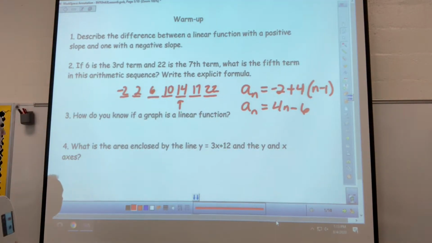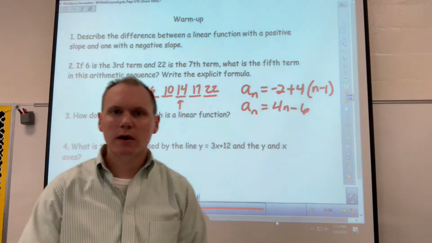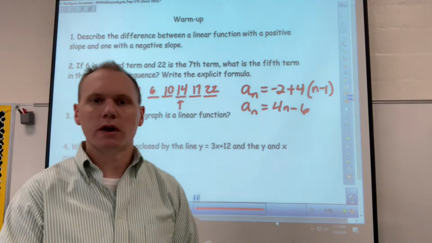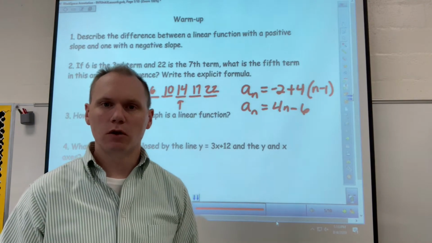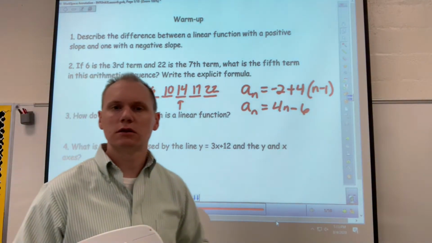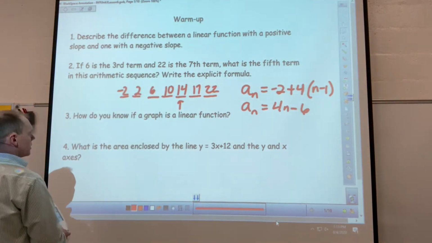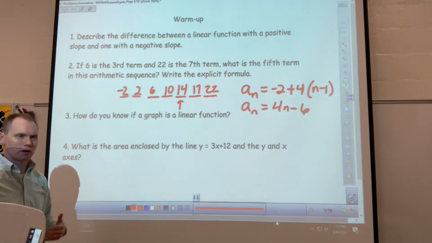Number 3, how do you know if a graph is a linear function? I hope you said something about a constant rate or a constant slope or a steady increase or steady decrease. Something like that would work. Or something about a line, a straight line, something like that.